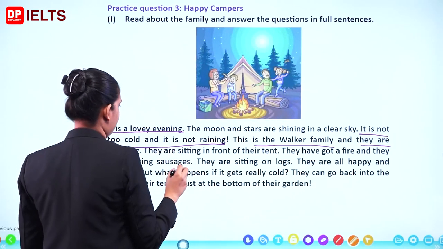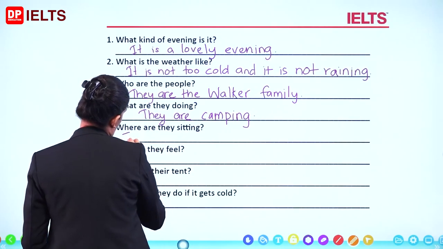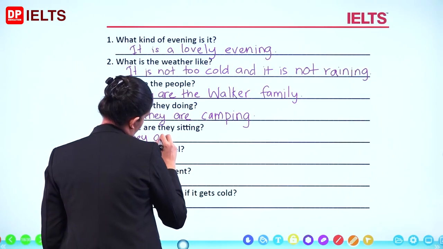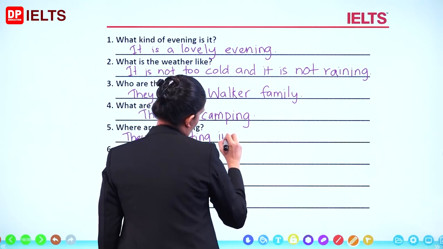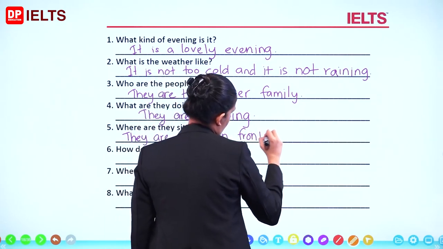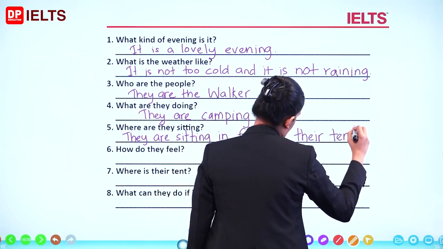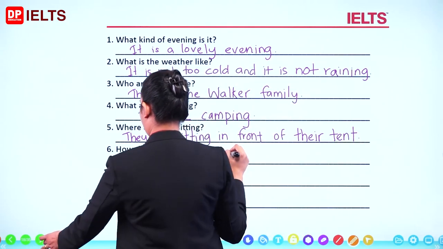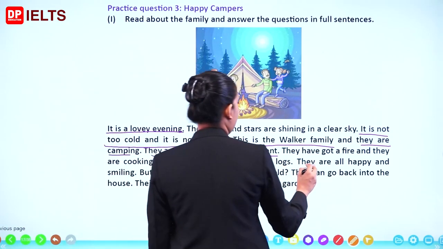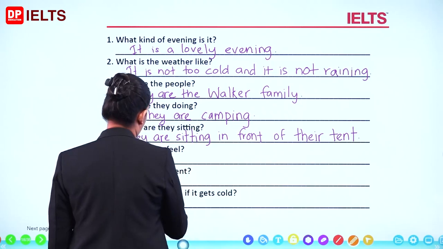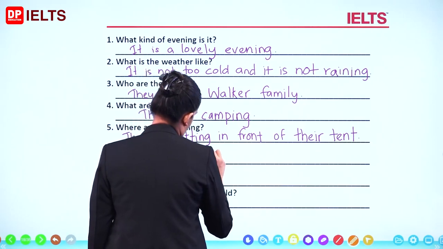Where are they sitting? They are sitting in front of their tent. How do they feel? They feel happy because they're all smiling, okay? They feel happy.